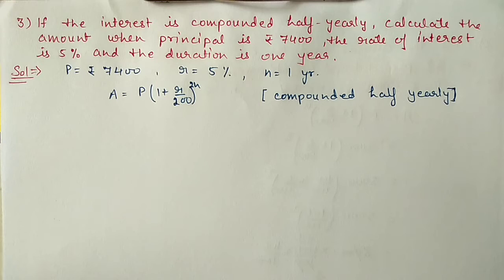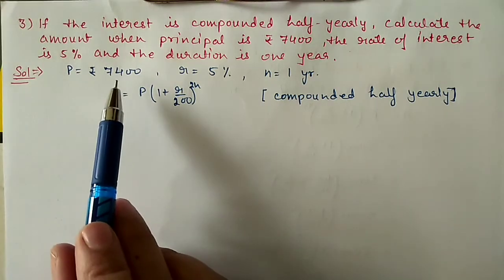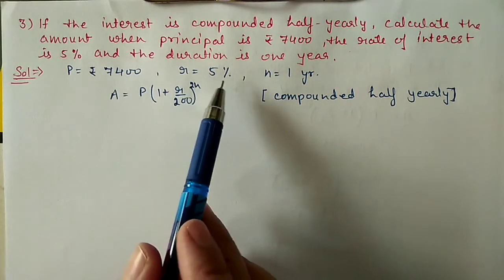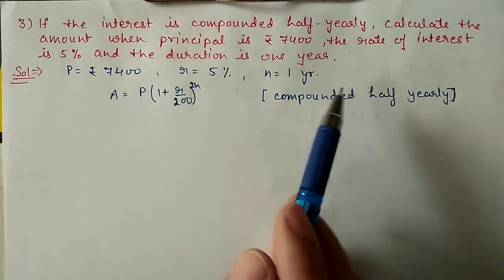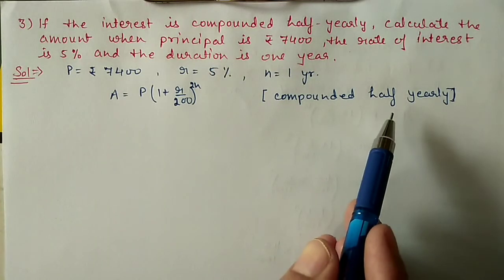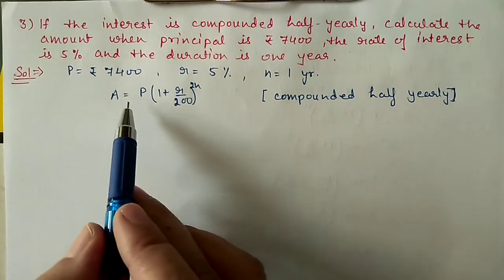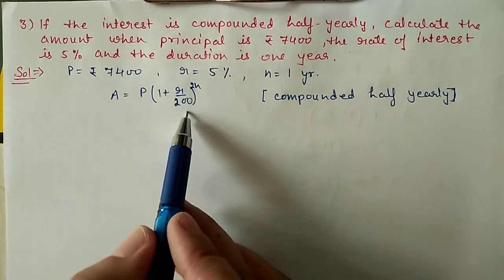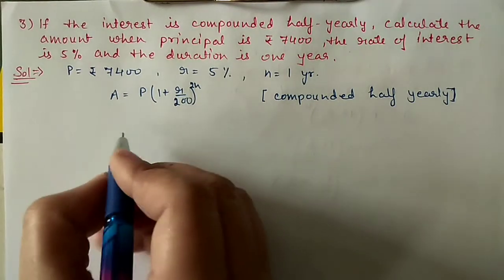Question number 3. If interest is compounded half yearly, calculate the amount when principal is 7,400 rupees. The rate of interest is 5% and the duration is 1 year. So here principal money is 7,400, rate of interest is 5%, time is 1 year. Because it is given compounded half yearly, now we will use the half yearly formula. Half yearly formula is A is equal to P 1 plus R by 200 to the power 2n.